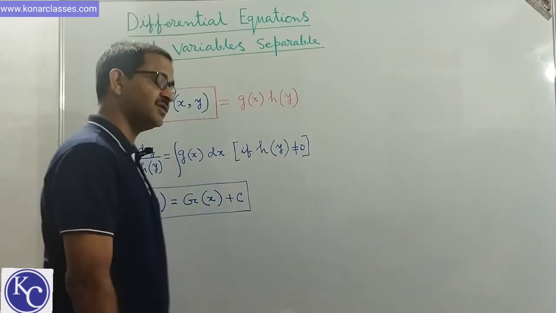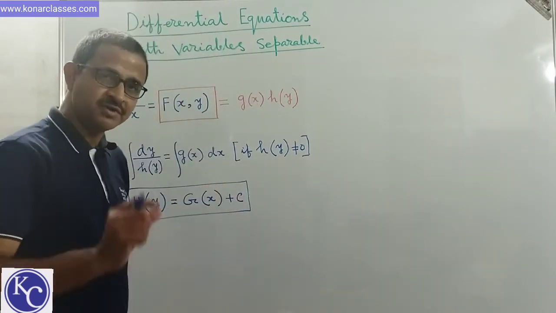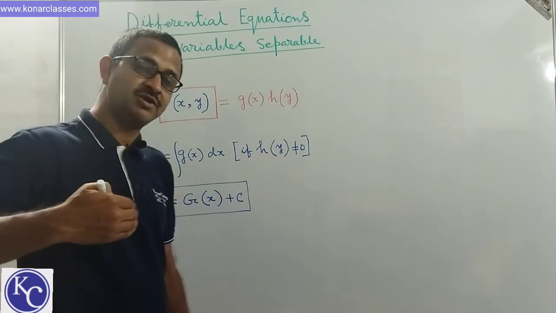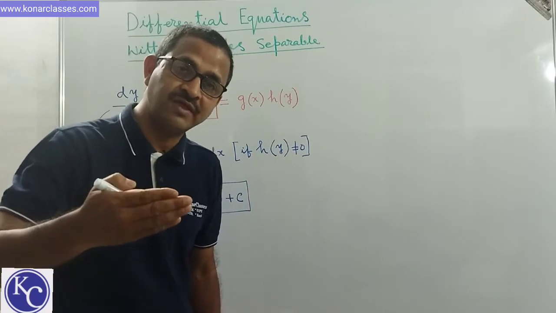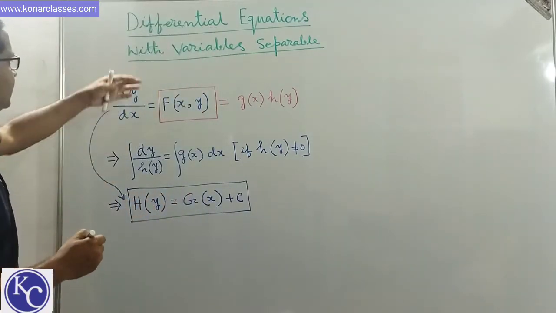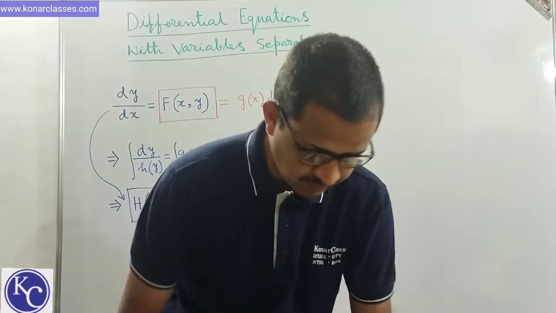Moreover, it is a general solution. Why? Because c is an arbitrary constant. You can vary c and you will get different solutions, and all those solutions for specific values of c will be particular solutions. So this is the theory. Now let's solve a few questions, so that it will be much clearer.